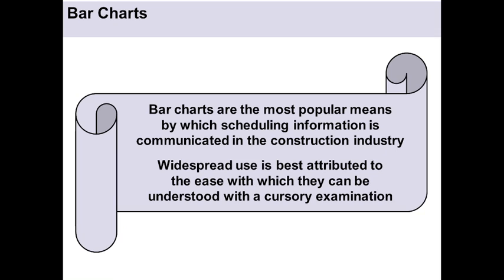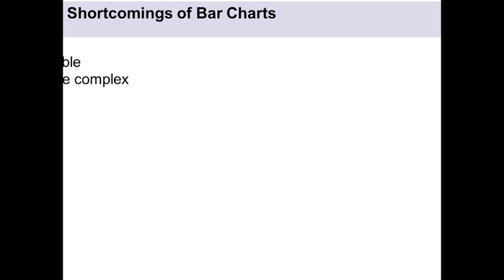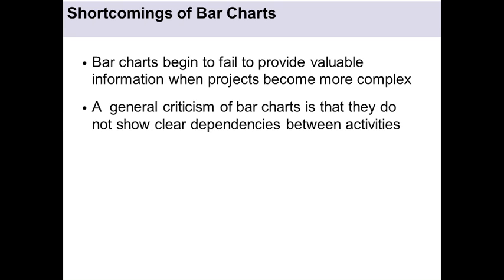Bar charts are the most popular means by which scheduling information is communicated in the construction industry. You can use them in other industries or other projects as well. Their widespread use is best attributed to the ease with which they can be understood with a cursory examination. You can use little effort to communicate with engineers, with technical persons, and with non-technical persons using bar charts.